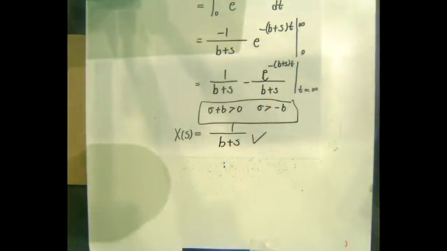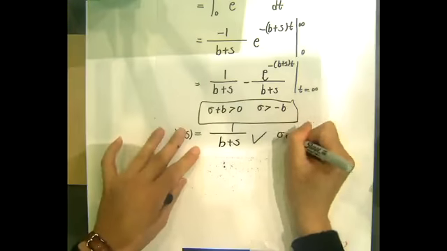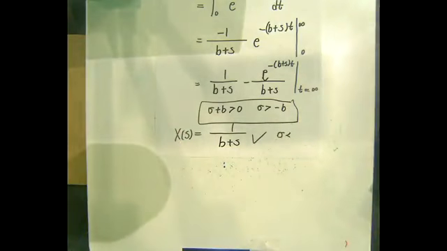And we know that if b is positive, I will have my Fourier transform. If b is positive, that means my sigma should be larger than 0. So in that case, we will have a result showing the link between the Laplace transform and my Fourier transform.